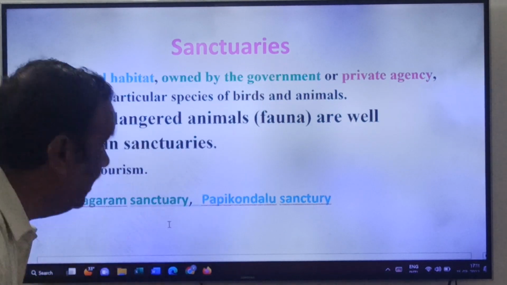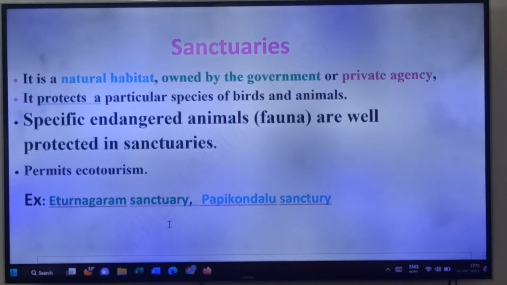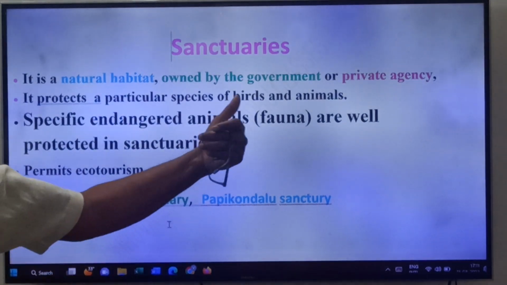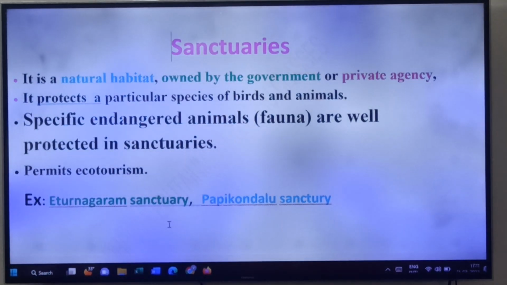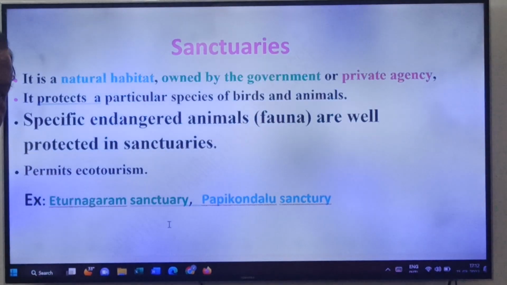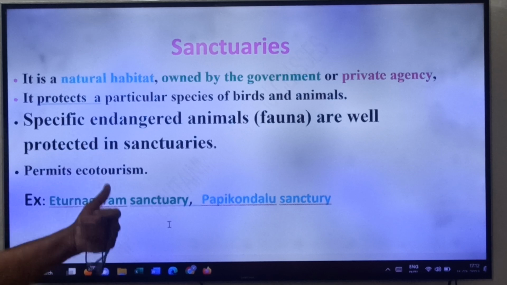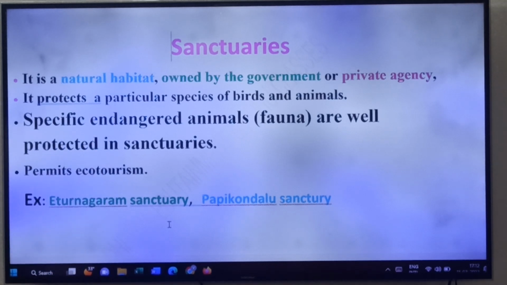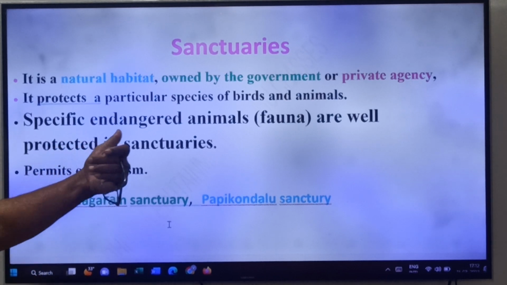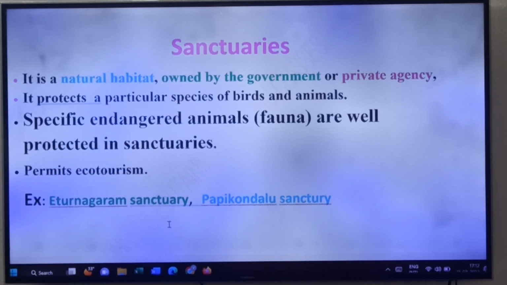Now see, friends, sanctuaries. It is a natural habitat owned by the government or private agency. Friends, sanctuaries may be owned by whom, friends? By the government or private. It protects a particular species of birds and animals. A sanctuary may protect either a bird or an animal. Specific endangered fauna are well protected in sanctuaries.